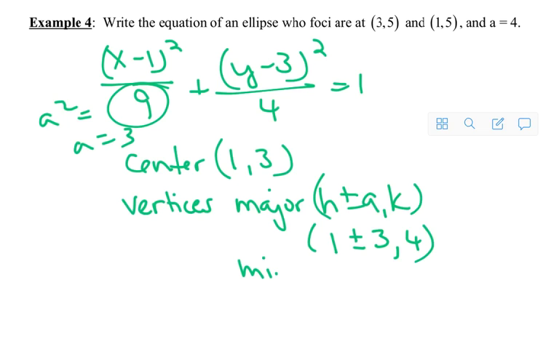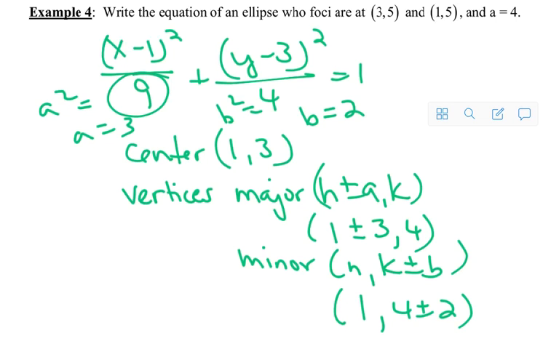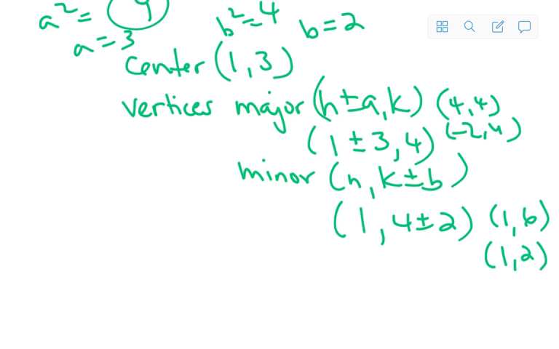The minor vertices are going to be (h, k plus or minus b). Since b squared is 4, b is 2, so it's going to be (1, 4 plus or minus 2). You can figure out what the two ordered pairs are going to be. The first one's going to be (4, 4), and the second one's going to be (negative 2, 4) for the major axis. For the minor axis, they're going to be (1, 6) and (1, 2).